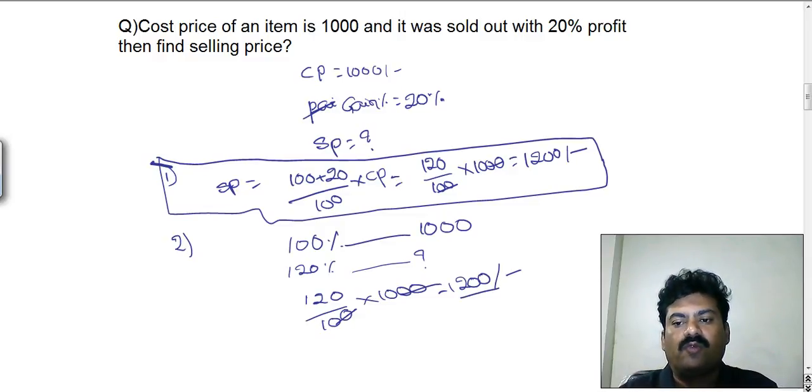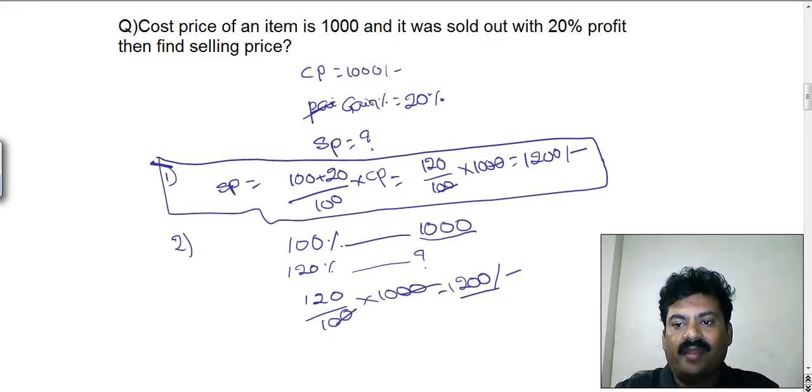Either we can make use of the formula or we can go for a simple chain rule like this. If 100% is equivalent to 1000, then after gaining 20%, it becomes 120%. What is the amount for 120%? That is equivalent to our selling price. Whatever problem comes, we can solve it this way.